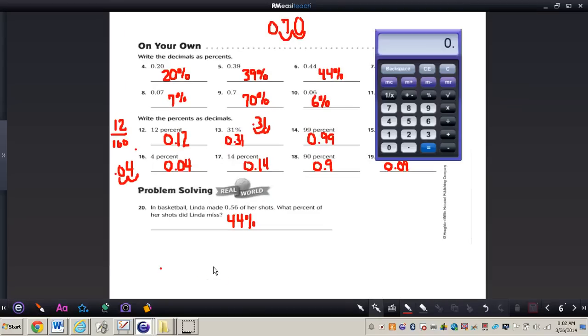Okay, so it's asking you basically what percentage of her shots did she miss. So we knew 56% of her shots she made, because 56 hundredths could be transferred to 56%. We always know that percentages mean out of 100, so we can take 100 and subtract 56 from that, giving us 44%. So what percentage of her shots did Linda miss? Linda missed 44% of her shots.